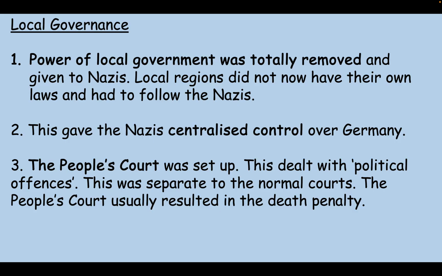The People's Court was also set up, and the People's Court is partly to do with governance and partly to do with terror. The People's Court is set up to deal with political offences. So political offences is deliberately vague. So really, a political offence in the Nazis' eyes is anything against the Nazis or anything that undermines them.